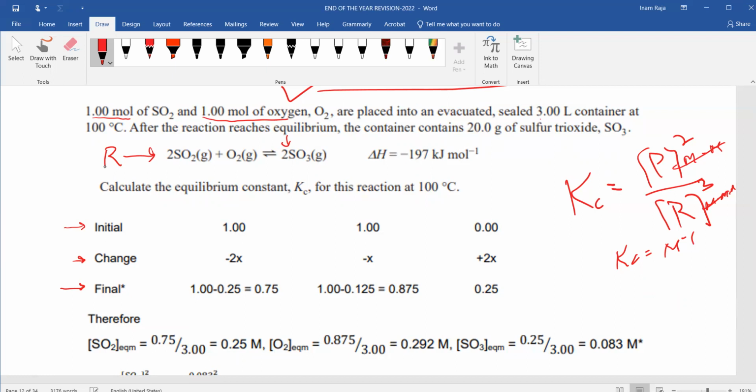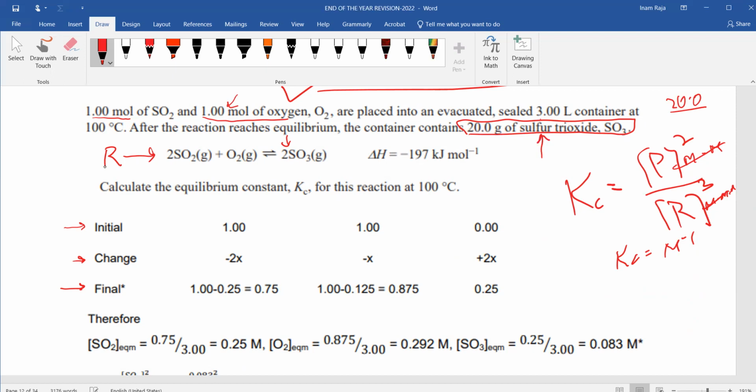After the reaction reaches equilibrium, the container contains 20 grams of sulfur trioxide. You can easily find the moles of this by dividing 20 grams by the molar mass of sulfur trioxide, so 32 plus 16 plus 16 plus 16. You'll have the moles of this. This is the only amount given to you which is at equilibrium.